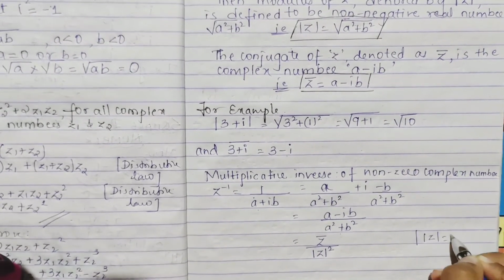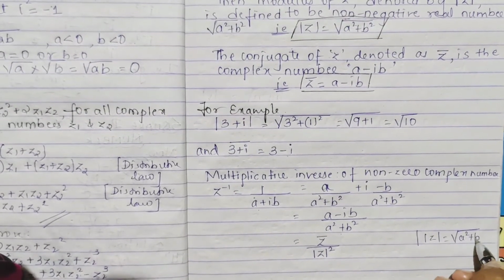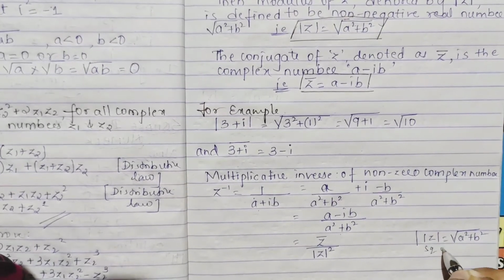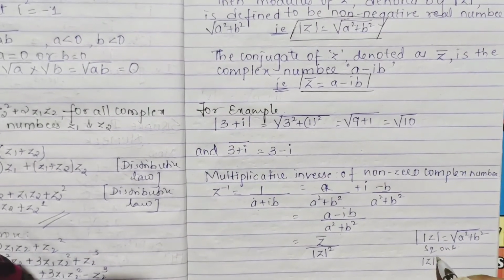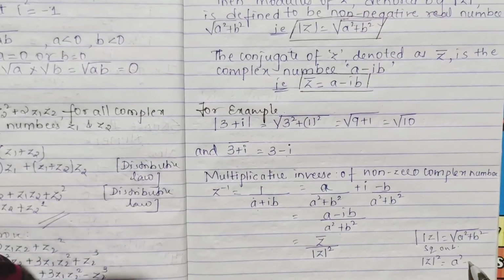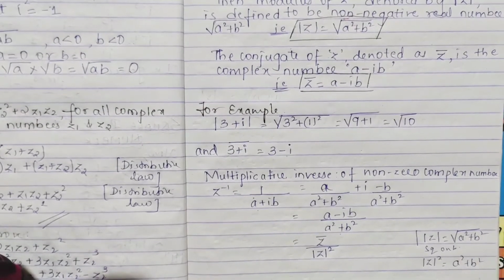Your modulus of z is what? Root of a square plus b square. So if I square on both sides, what do you get? Modulus square. This becomes a square plus b square, right? Because the square and the root get cancelled.